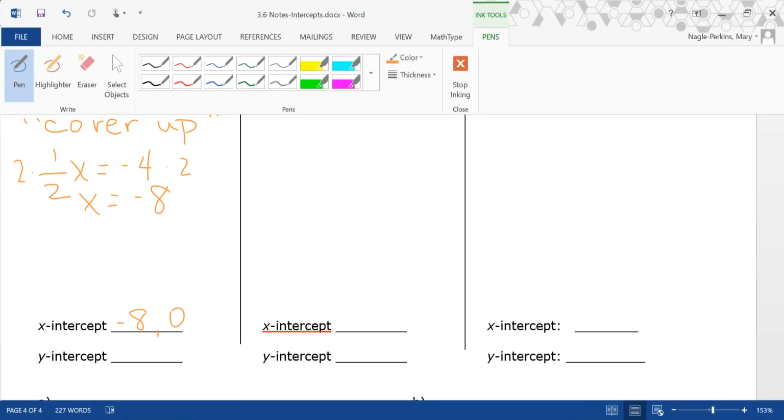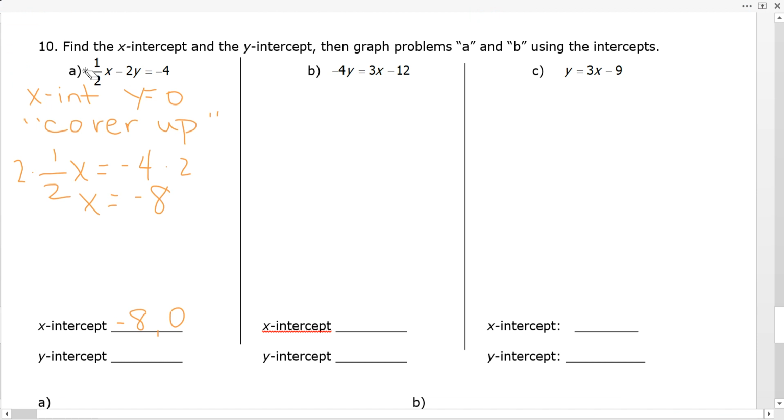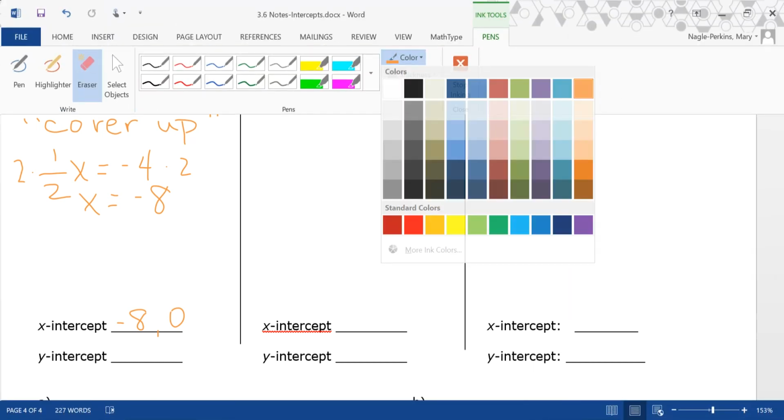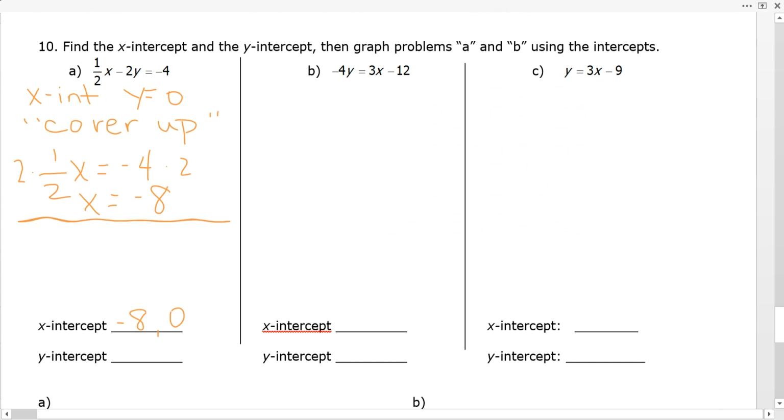Okay, let's see how tricky I can be. I'm going to erase this. Woohoo, look at that. Okay. For my y-intercept, I have x equals 0, and so I'm going to cover up my x because basically that goes away because x is equal to 0. So I have -2y equals -4, divide both sides by -2, and I have y equals 2. So my y-intercept is 0, 2.